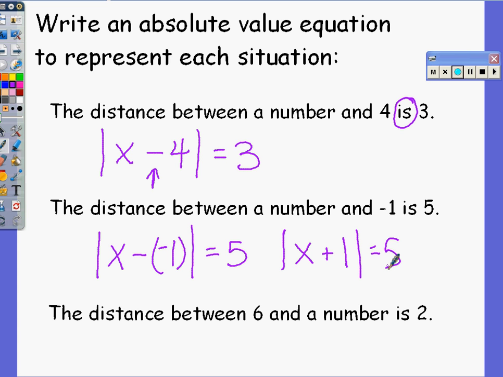Okay, and the last equation, the distance between 6 and a number equals 2. Okay, so the wording is really important, and remembering how we read the equations is going to be very important when we think about how we graph them.